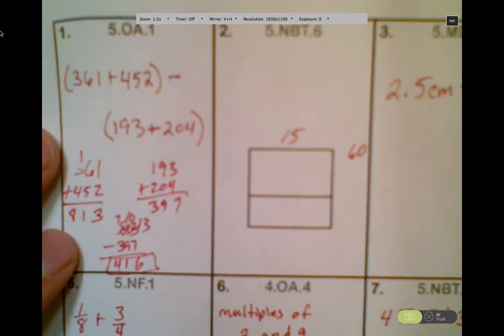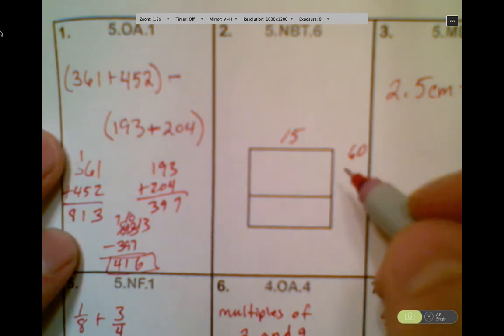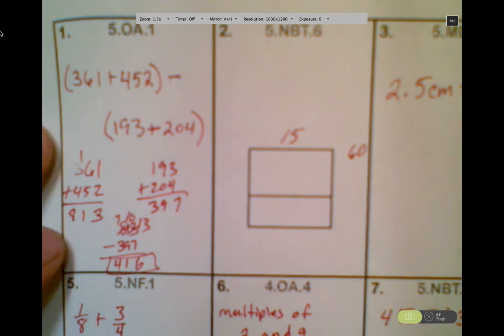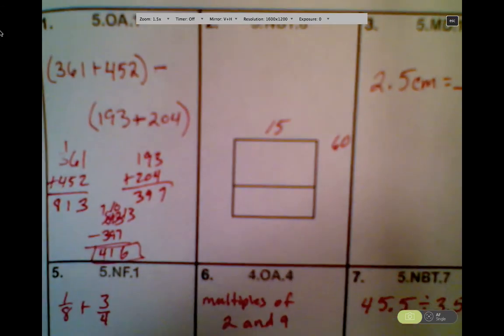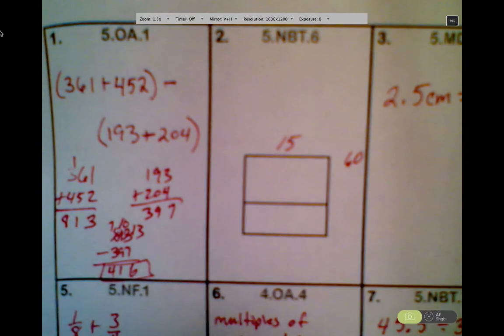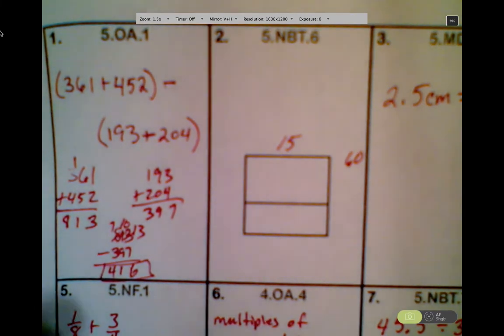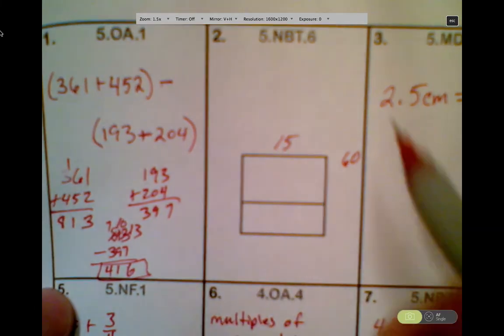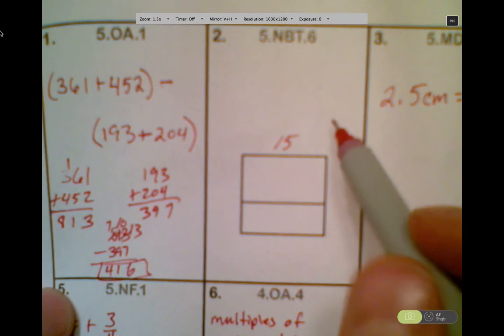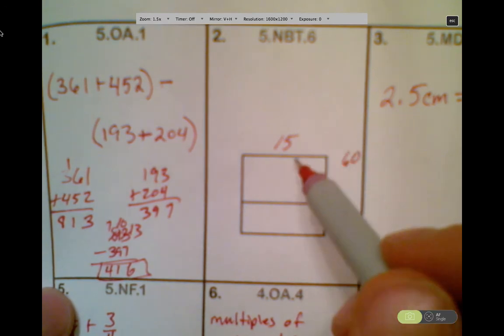Number 2. Solve 60 divided by 15 using an area model. See the help pages. First of all, if you don't want to use the area model, it's not that big of a deal. You don't need to. Just divide it normally. Again, the key is to get the correct answer. But the area model, we're just going to use facts or factors that you already know.